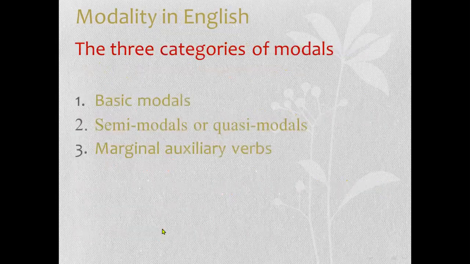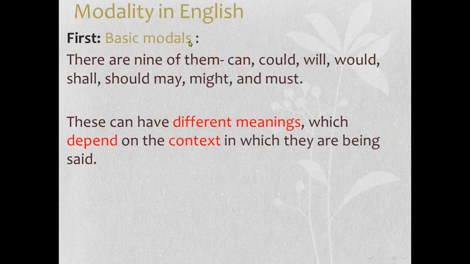There are three categories of modals: basic modals, semi-modals or quasi-modals, and marginal auxiliary verbs. The first is basic modals. There are nine of them: can, could, will, would, shall, should, may, might, and must. These can have different meanings depending on the context in which they are said.